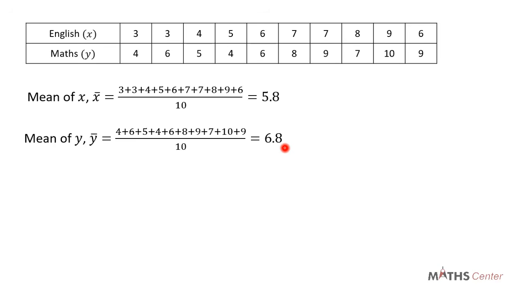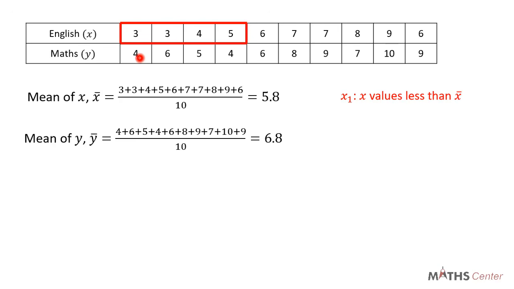Now we need to find x1 mean, y1 mean, x2 mean, and y2 mean. Let's begin with x1 mean and y1 mean. Before that, let's find the x1 values and the y1 values. Remember, the x1 values are all the x values less than the mean of x. Here, the mean of x is 5.8. So the x1 values are the x values less than 5.8. From the table, the x values less than 5.8 are 3, 3, 4, 5. And so these are the x1 values.